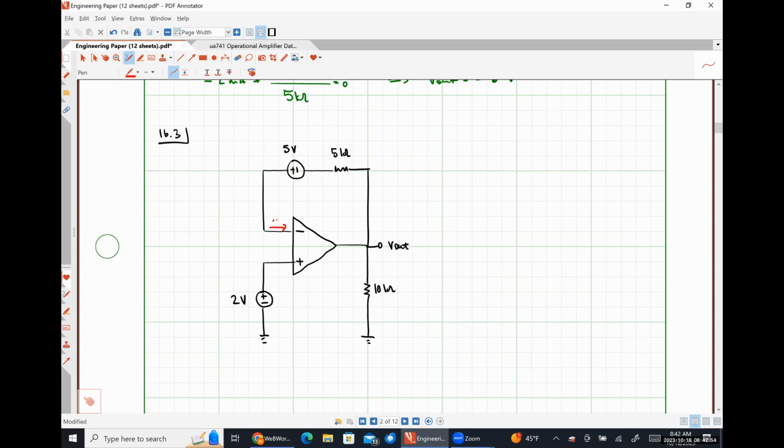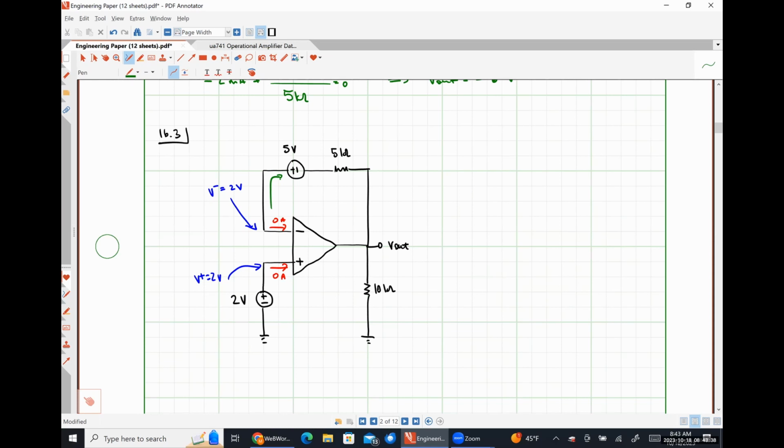Apply rule number 1. 0 amps flows into our input terminals. Okay. Second step. V plus will be equal to 2 volts. Third step. V minus will be equal to 2 volts. Now we are going to apply Kirchhoff's current law at our node, right? So in this case, that's just saying this current is equal to 0, okay?